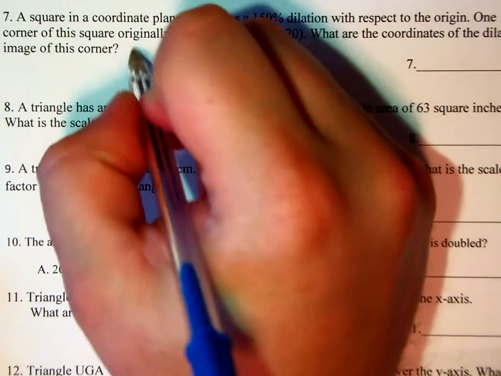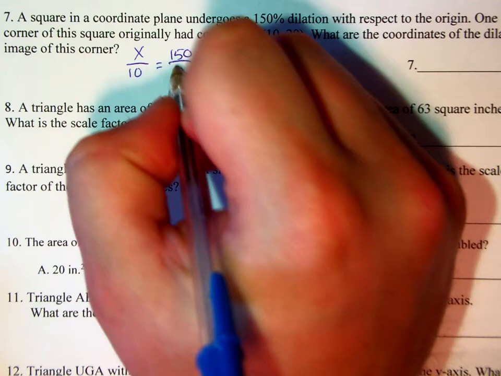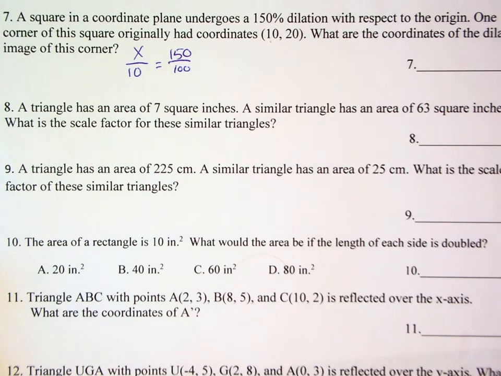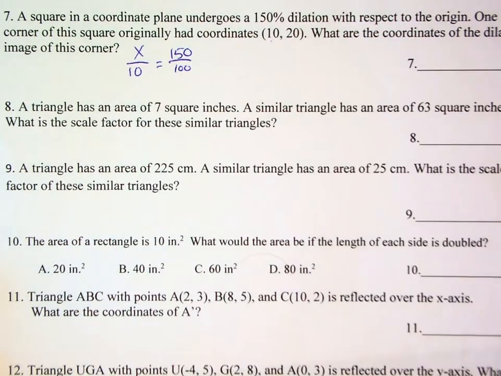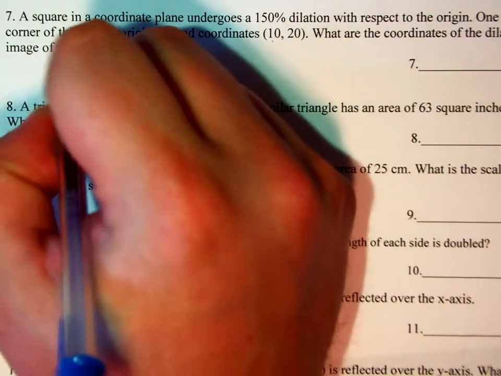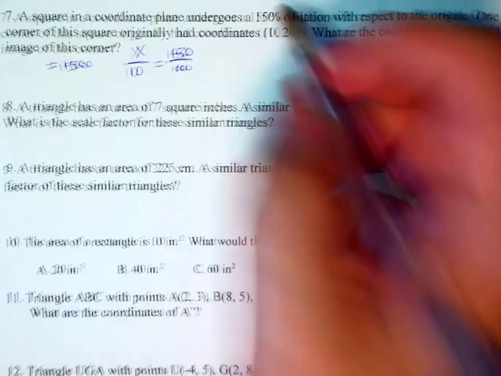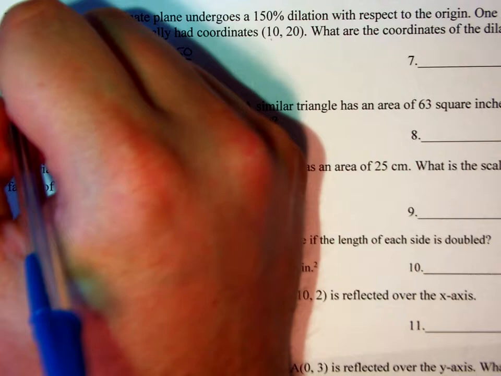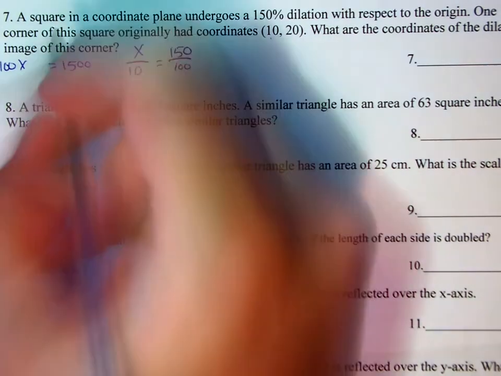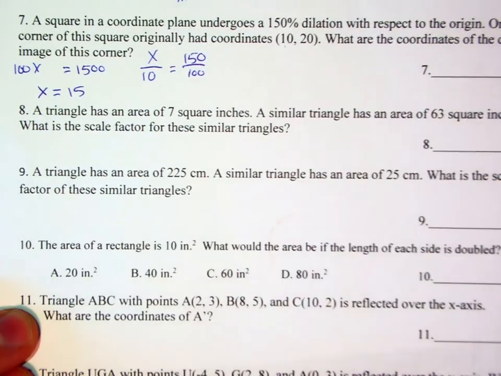And again, we're going to set up a proportion. X over 10 is equal to 150 over 100, in which we will cross multiply, and we will end up with 150 times 10 equals 1500. Multiply the other direction. 100 times x equals 100x. Divide both sides by 100, and we determine that the value of our x is 15.